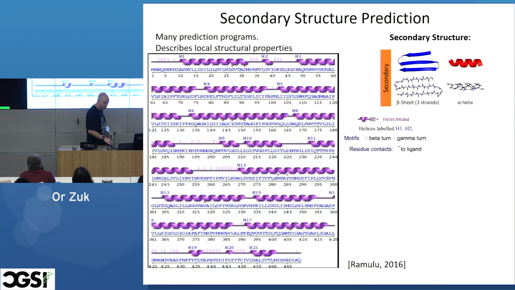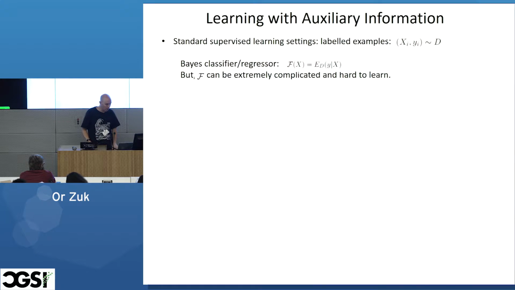All right, so this gives us the local structure, the secondary structure, but we also care about the global structure, and this will be given, hopefully, by the contact map. Now, I want to phrase the problem we are tackling here as a learning problem with auxiliary information. And what do I mean by that?